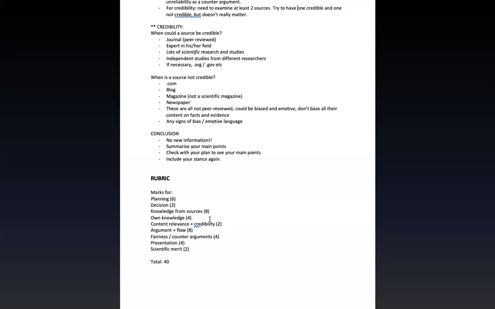And making sure you haven't repeated your facts. So don't just waffle on about the same thing for three paragraphs. You then get 8 marks for your argument and flow.